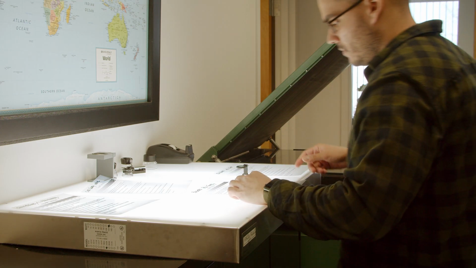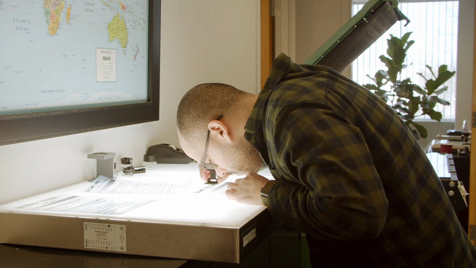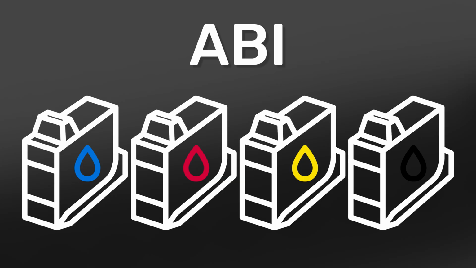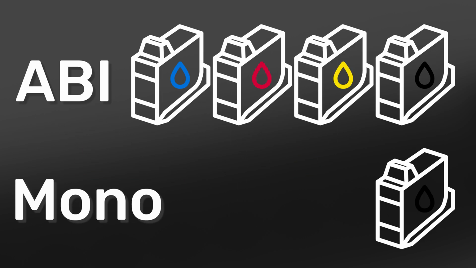Again, take a close look at the halftones of the print test under a loupe or magnifying glass. If you still see color, the printer only supports ABI. If you only see black ink, the printer supports mono. Once you've determined whether the printer prints with all color tanks, ABI, only black, mono, or can do both, you can decide how you want to use the printer in the long term.